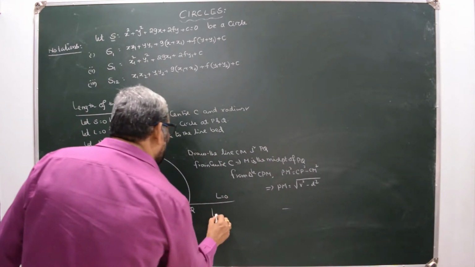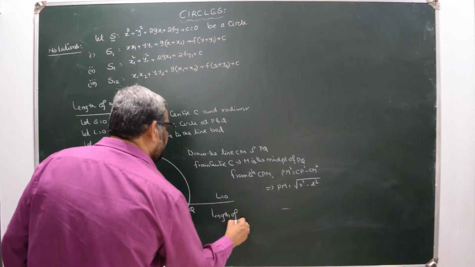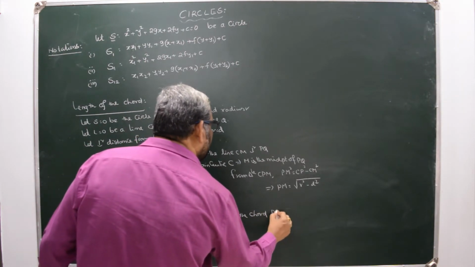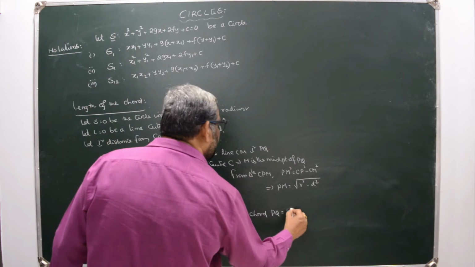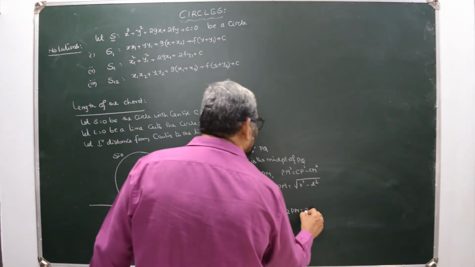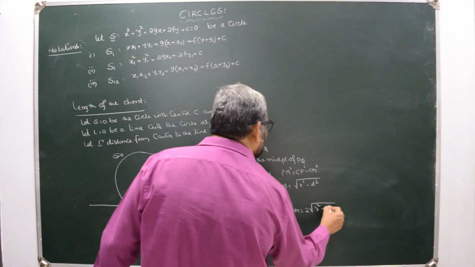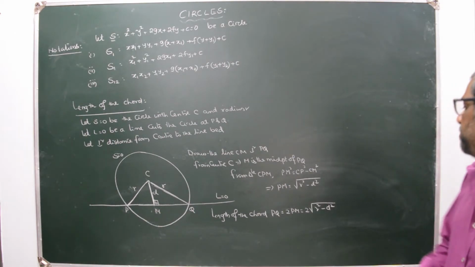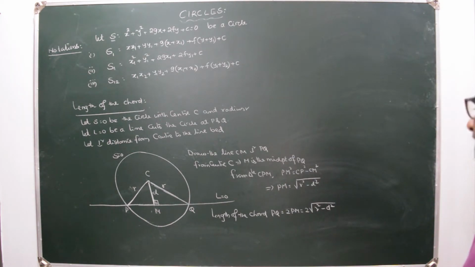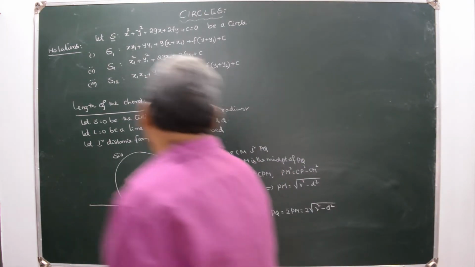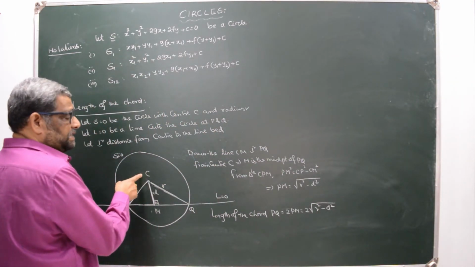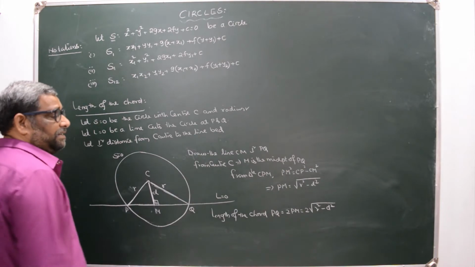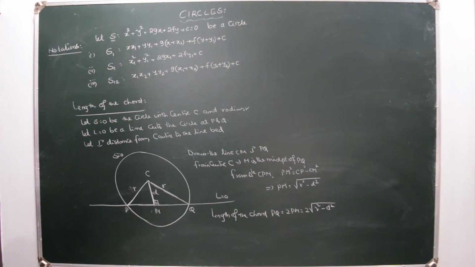Now the length of the chord PQ is equal to 2PM, which is equal to 2 into root of R square minus D square. This is the length of the chord PQ. So here D can be calculated by taking the perpendicular distance from the center to the line, and R is the radius given from the circle, and you can calculate 2 into root of R square minus D square.